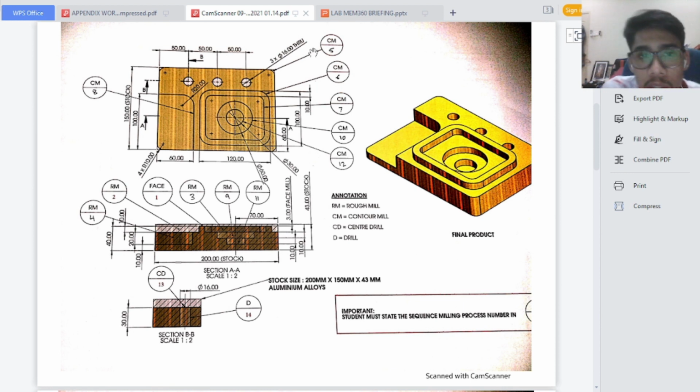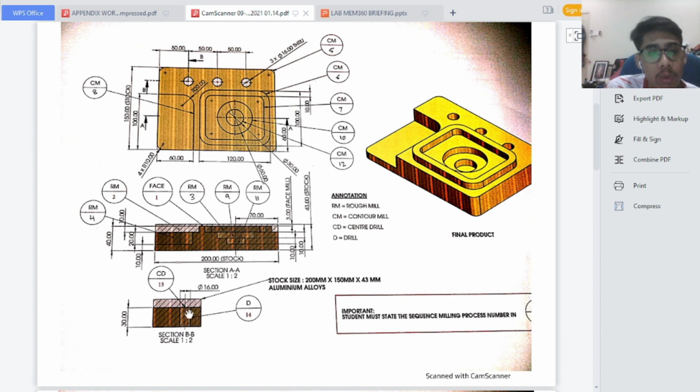Number six is the contour mill rectangular pocket inside, which is this one. Number seven is the contour mill rectangular pocket inside. Number eight is the contour mill rectangular corner inside, which is at this arrow, beside the pocket inside. Number nine is the rough mill hole, which is at the bottom. Number 10 is the contour mill hole 1. Number 11 is the rough mill hole 2. Number 12 is the contour mill hole 2. Number 13 is the center drill, which we use to mark for the drilling.